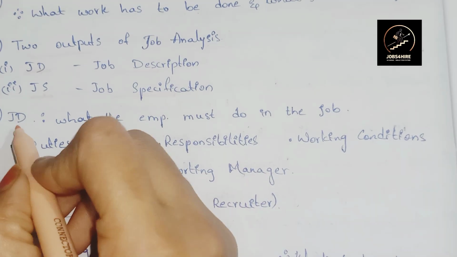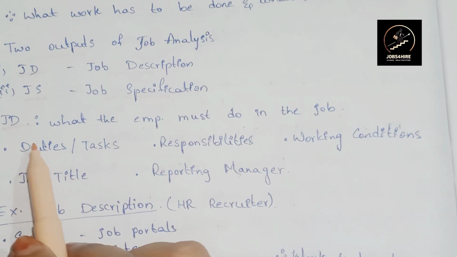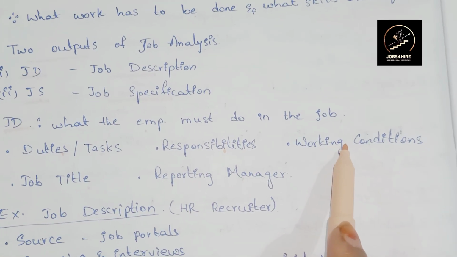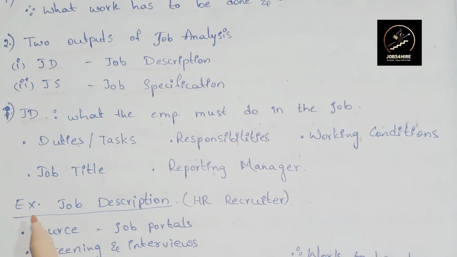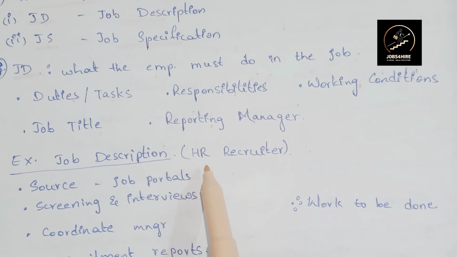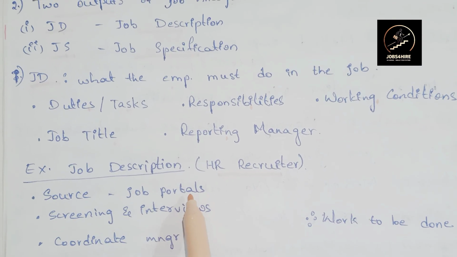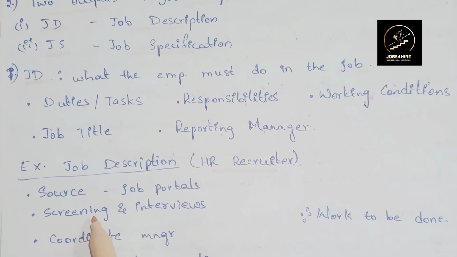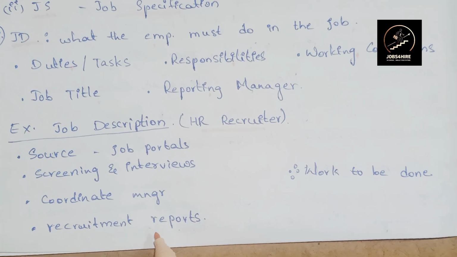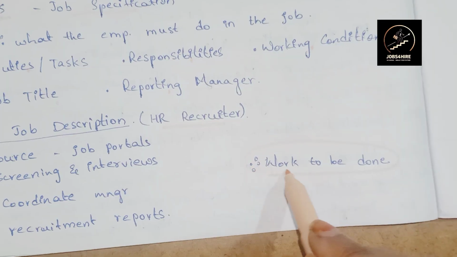Let's talk about JD. JD means what the employee must do in the job. It includes duties or tasks, job title, responsibilities, working conditions, reporting manager. For example, let's go for job description. Suppose what the HR does: he sources candidates through different job portals, conducts interviews, screening, coordinates with the hiring manager, and maintains daily recruitment reports. It means what work is to be done.